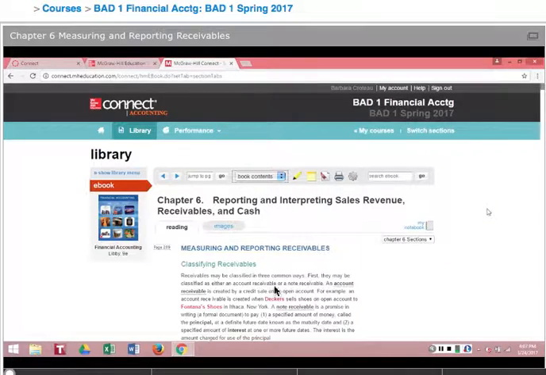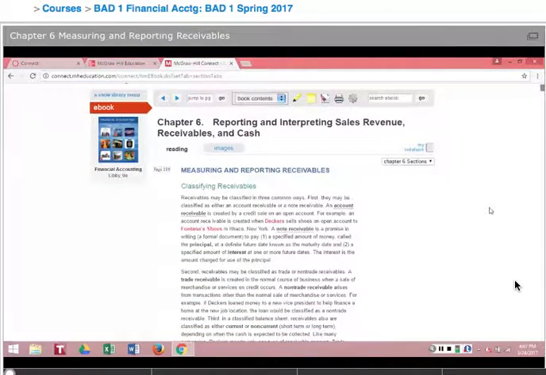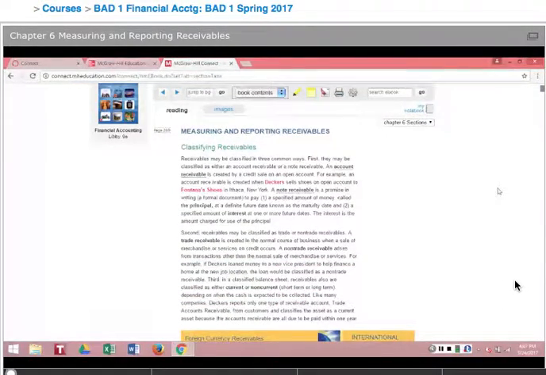Hi everyone. We're going to take a look at how we measure and report receivables. There are two basic types of receivables. Accounts receivable, which is typically only evidenced by an invoice, and then we have notes receivable, which is a formal promise to pay a specified amount in the future, typically including interest, or what we call interest-bearing notes.